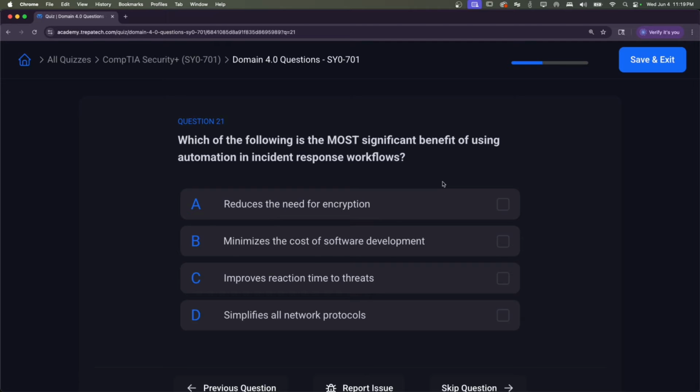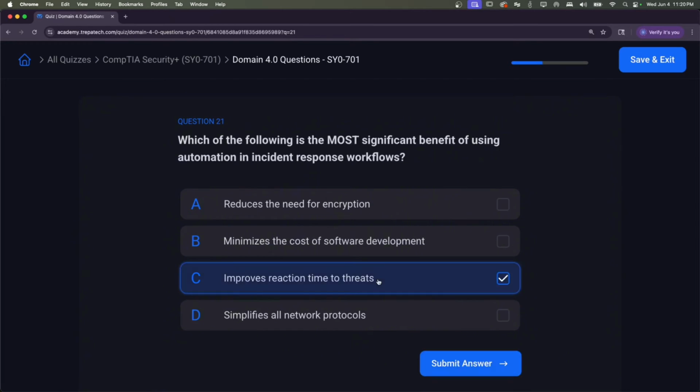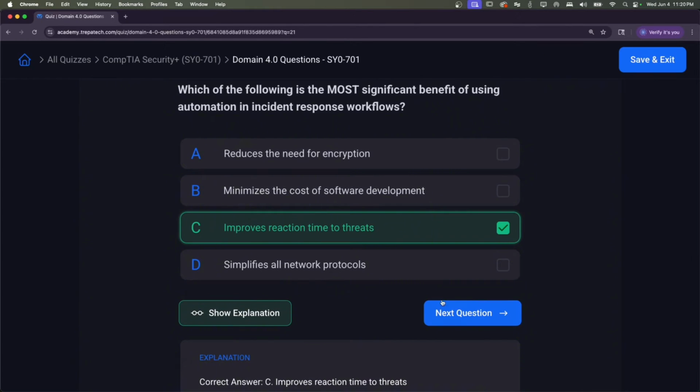Okay, question 21. Which of the following is the most significant benefit of using automation in incident response workflows? I'm going to go probably with C here. What does automation do? Once we create the automation, it's supposed to simplify things for us, right? When it comes to networking. But if we want to do automation for cybersecurity threats, it's so we can be more proactive or quicker to our reaction. So we're going to go with C. Improves reaction time to threats.